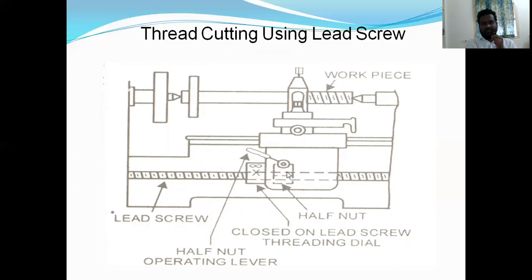So if the carriage is moving on the lead screw, the entire thing, cross slide, compound rest, and the tool post, these entire things are moving on the lead screw only. So the lead screw is rotated based on the gear ratio. Gear ratio is calculated by the formula pitch to be cut divided by pitch of lead screw. So based on that, the spindle is rotated. Based on that, this workpiece is rotated.